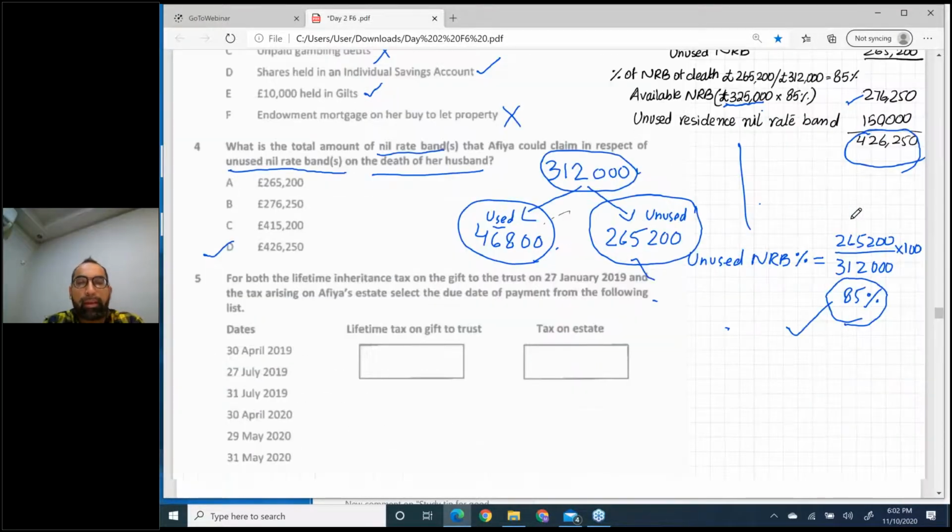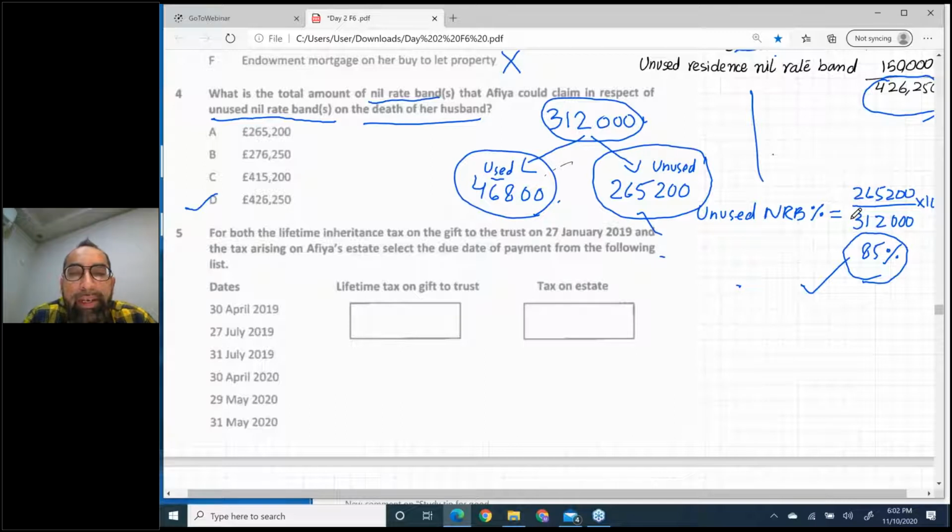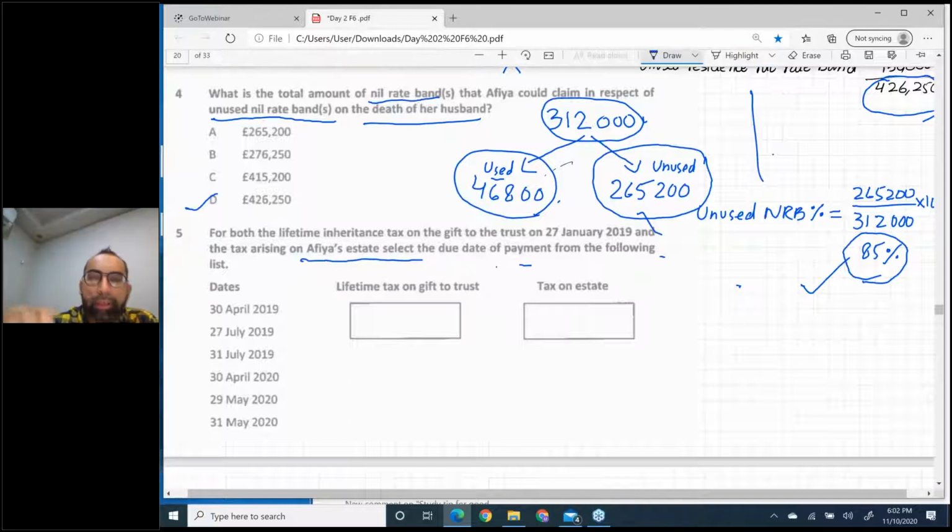Now we have to revise one thing here, the payment date of taxes. For both the lifetime IHT, the lifetime inheritance tax on the gift to the trust on 27 January 2019, and the tax arising on Afia's estate, select the due date of payment from the following.